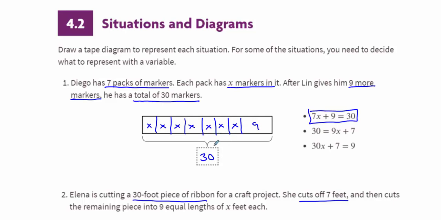And so how would we solve this? How would we figure out what x is? Well, if all of this is 30, and I take away this 9, that means that x is, well, I have to take away 9 from the 30 also. So 30 minus 9 is 21.